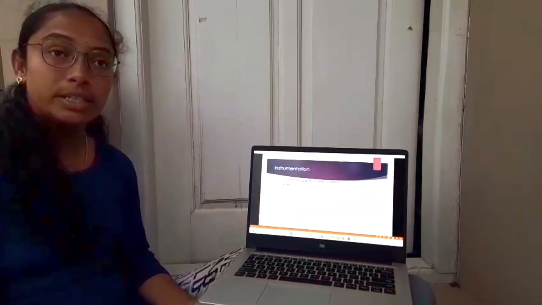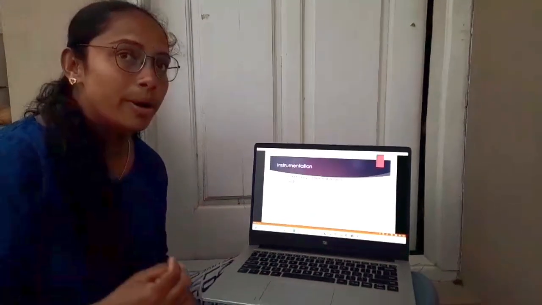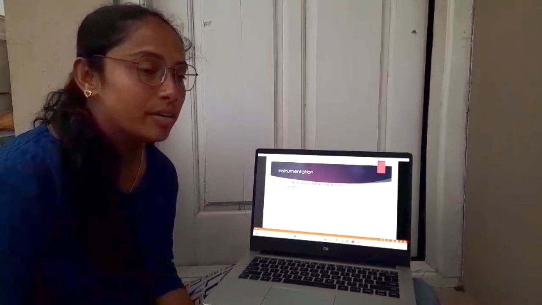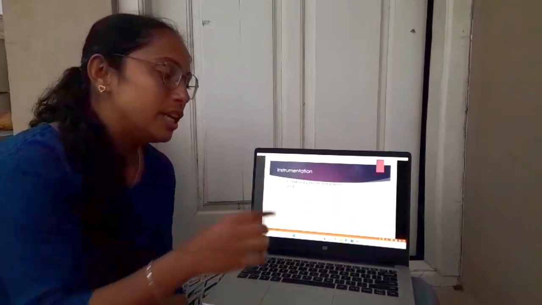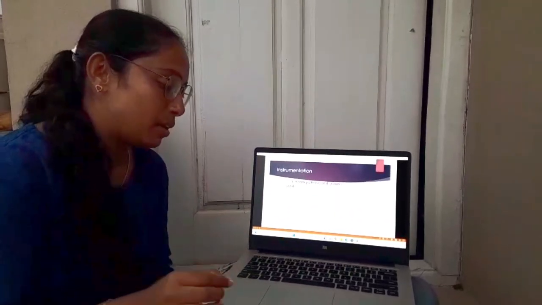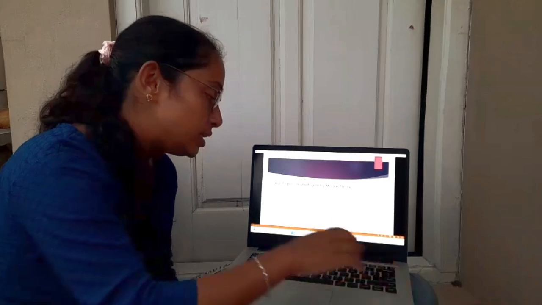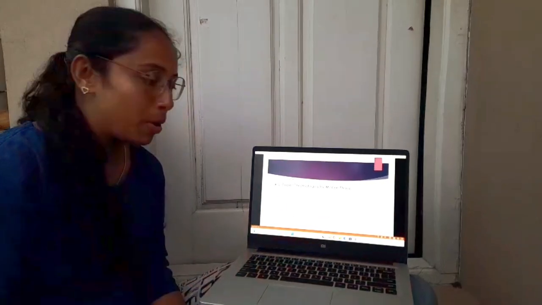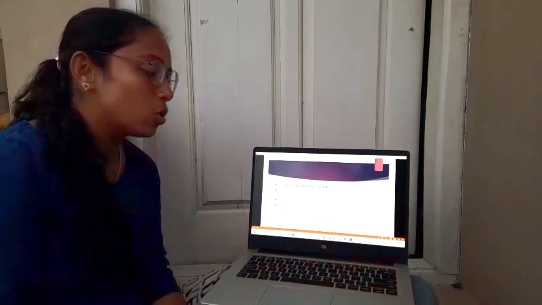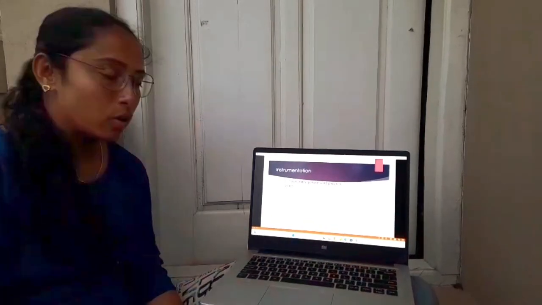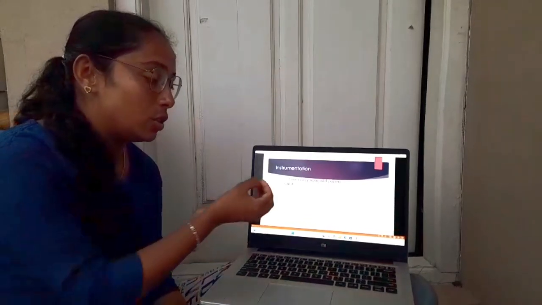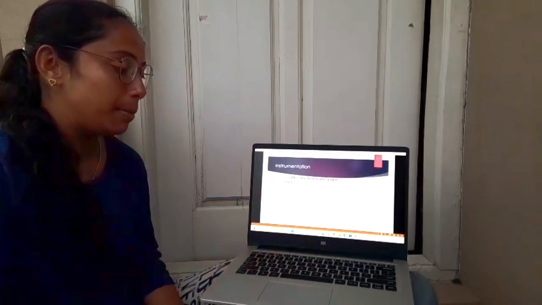And the next topic is instrumentation. How does paper chromatography work? Majorly there are three parts of instrumentation. One is the stationary phase and paper used, the second one is the paper chromatography mobile phase, and the third one is the chromatography chamber. Let's study one by one. The first one is the paper chromatography stationary phase and papers used.